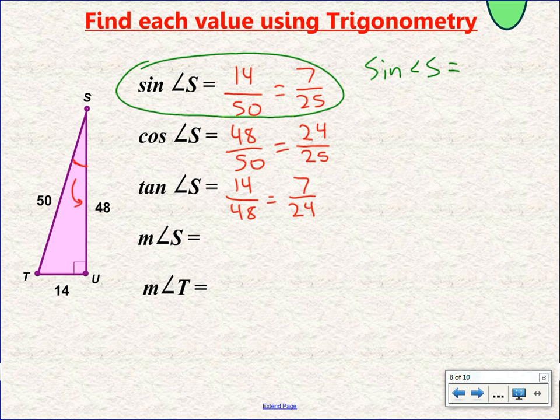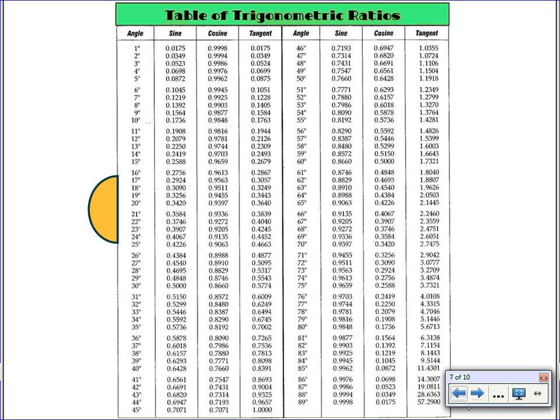I'm going to want that as a decimal so I can look it up in my chart. So 7 divided by 25 gives me 0.28. I want to look at my chart and find the angle whose sine most closely matches 0.28. So I'm going to look at our chart here. In my sine column, I want to try to find 0.28.